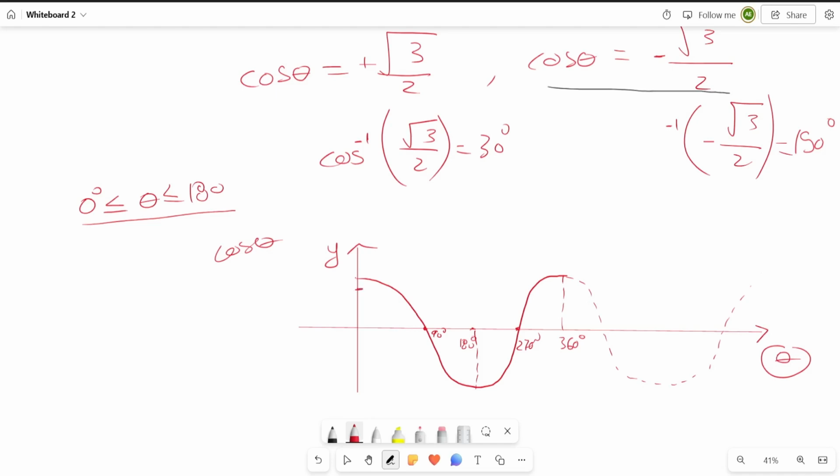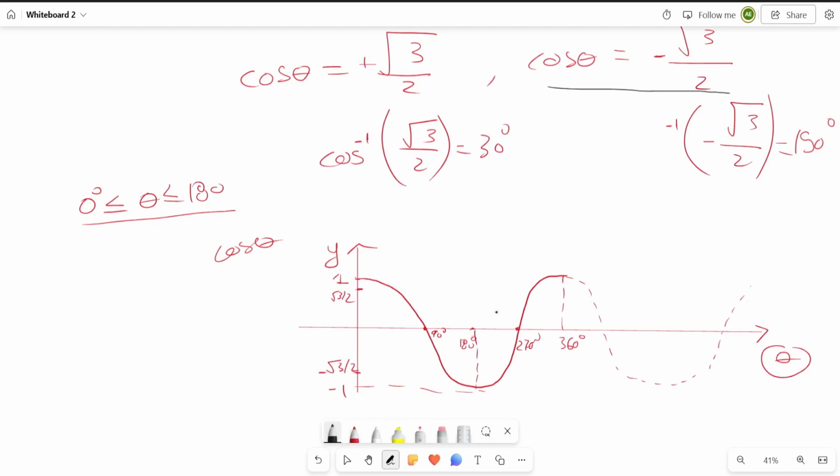Okay, so root 3 over 2 is equal to around 0.866. You can use your calculator to make sure. So I know that cosine goes from 1 to this right here, which is minus 1. So 0.8, let's say, is around here for simplicity. So this part is the root 3 over 2, and here is negative root 3 over 2.